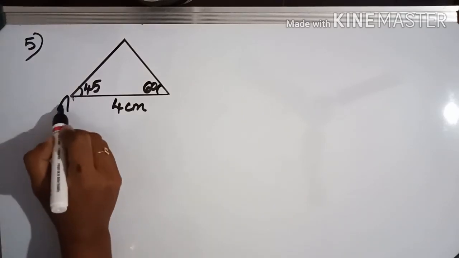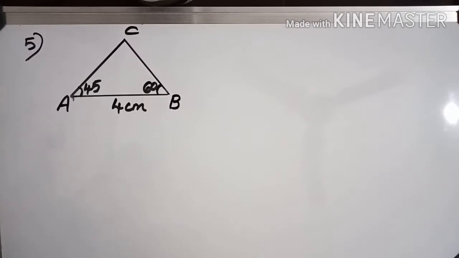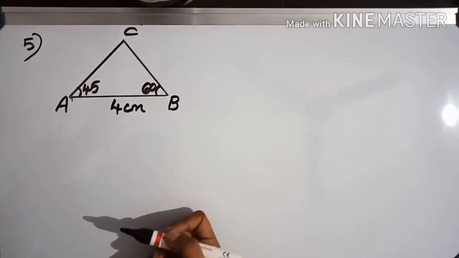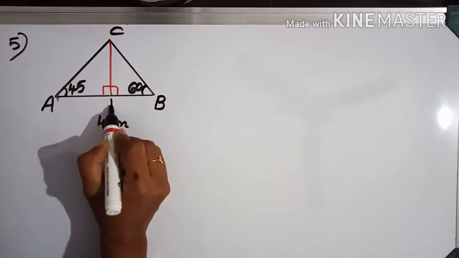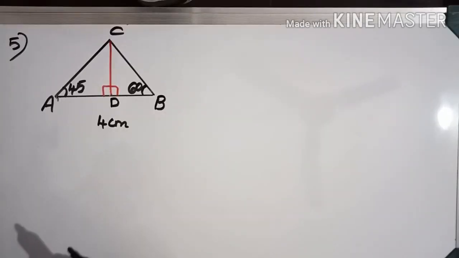Okay, let's name it A, B, C. Triangle ABC, whose area we have to find. The base is already given, that is 4 cm. The height is not given, that we have to find. So first let's draw the height. Let's mark this point as D. So here CD is the height of this triangle.